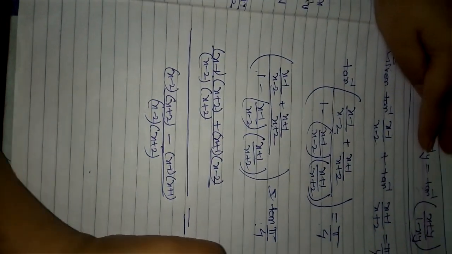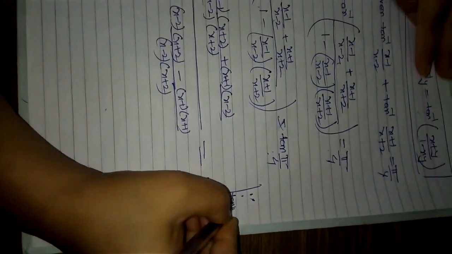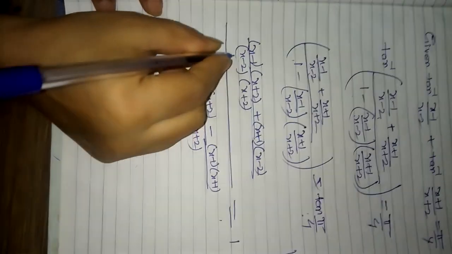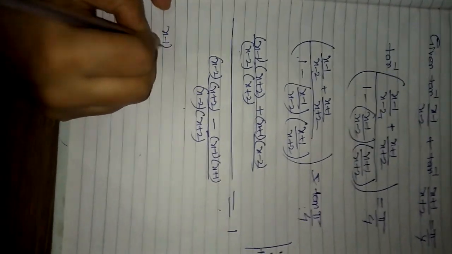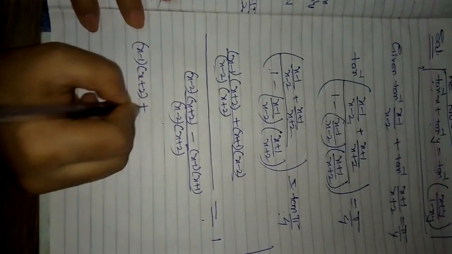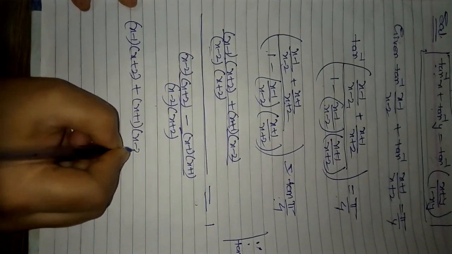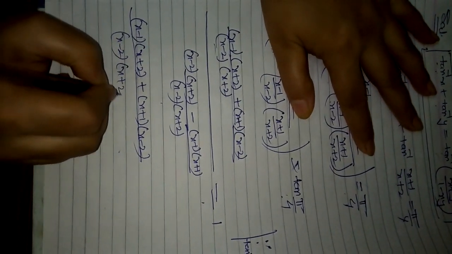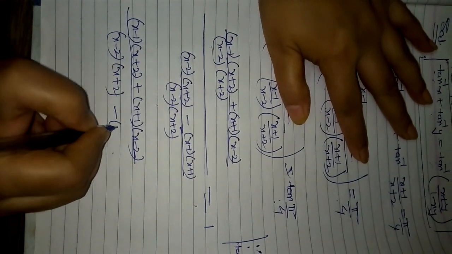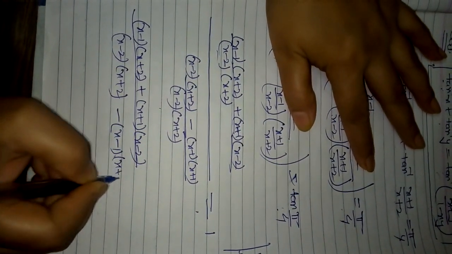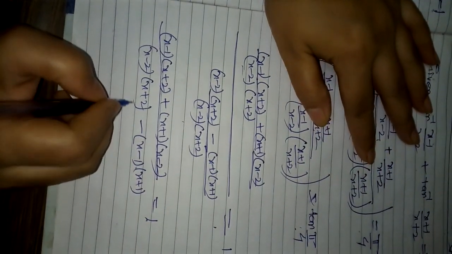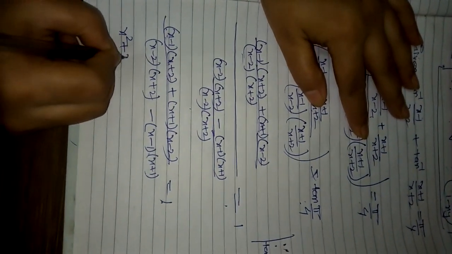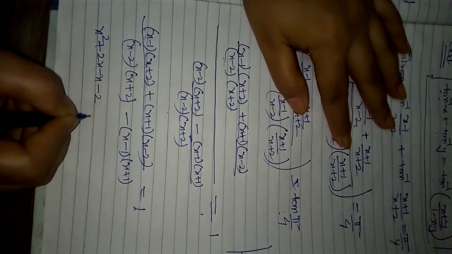Now here tan pi by 4 is 1. Value of tan pi by 4 equal to 1, so we can put 1 here. Now solve this equation. What will come here? This term cancels with this term. So what is left? x minus 1 into x plus 2 plus x plus 1 into x minus 2, over x minus 2 into x plus 2, because this term is cancelled, minus x minus 1 into x plus 1, equal to 1.